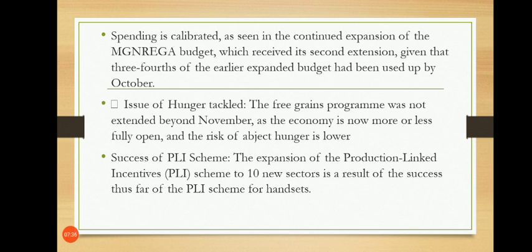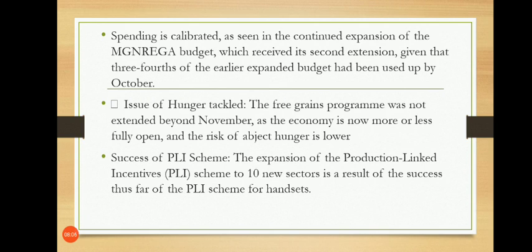ओके सो दिस इज़ द मेरिट ऑफ द स्कीम्स दैट वर लॉन्च्ड अंडर आत्मनिर्भर 3.0. देन द सेकेंड इशू इज हंगर वॉज टैकल्ड. ओके एज यू नो दैट द फ्री ग्रेन्स प्रोग्राम it was extended. The economy is now more or less fully open and risk of abject hunger is lower. So that's why this fight with the hunger, it has been fought with the scheme.